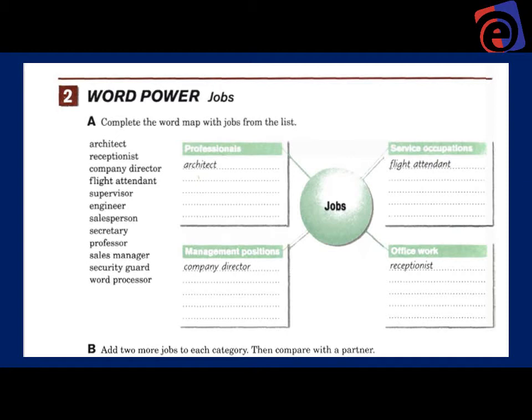My job is an architect. I work as a receptionist. I'm a company director. I work as a flight attendant. Flight attendant is someone on the airplane, is someone who serves other people on the airplane. I'm a supervisor. I work as an engineer. I'm a salesperson. Salesperson, salesperson. I work as a secretary.